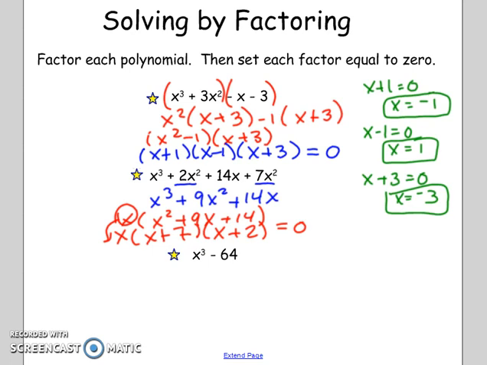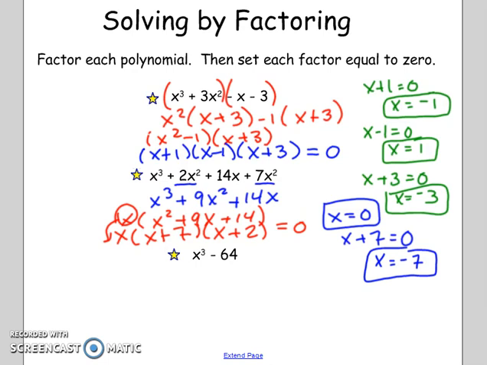So now we're going to set each of those equal to 0. The first one is just x. If I set x equal to 0, I get x equals 0. If I set x plus 7 equal to 0, I get x equals negative 7. And if I set x plus 2 equal to 0, I get x equals negative 2. So we get 3 answers from there.